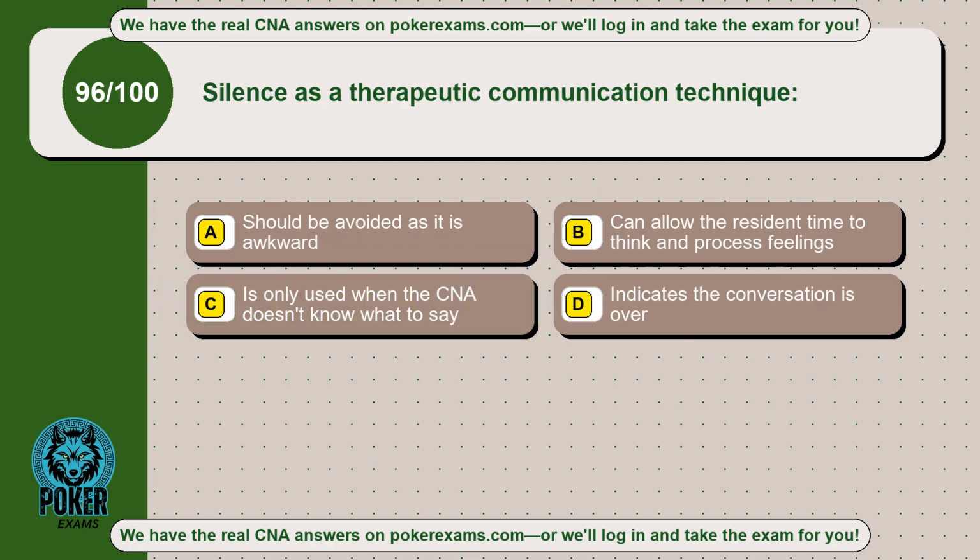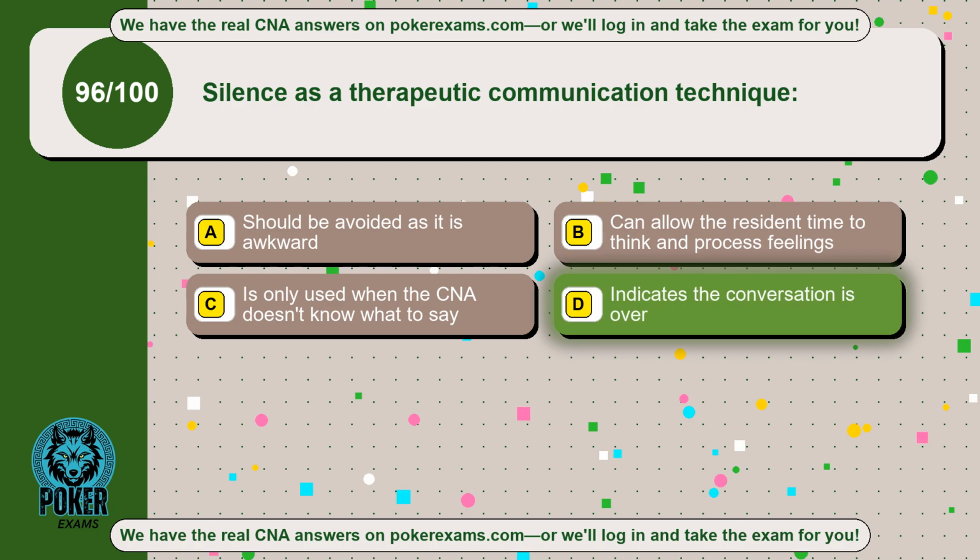Question 96. Silence as a therapeutic communication technique: Option A, should be avoided as it is awkward. Option B, can allow the resident time to think and process feelings. Option C, is only used when the CNA doesn't know what to say. Option D, indicates the conversation is over. The correct answer is option D, indicates the conversation is over.